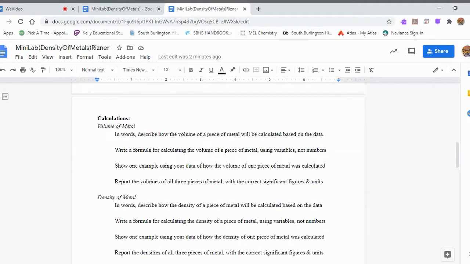In words, you're going to describe your calculations, and your calculations for this course are typically going to be either addition, subtraction, multiplication, or division. But in words, you describe them as a sum for addition, a difference for subtraction, a product for multiplication, or a ratio for division. So in words, the volume of the metal is going to be the final volume subtracting the initial volume of water, which means it's going to be the difference between the final volume and the initial volume.